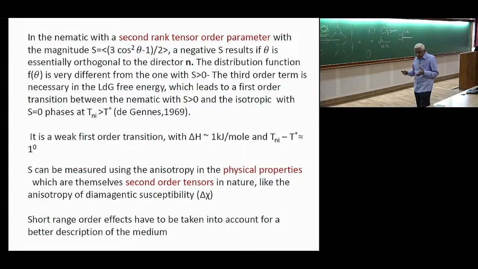Of course, short range order effects have to be taken into account in any molecular theory to get a better model. And I won't go into that. So like in magnetism, you take first nearest neighbors and then define a local short range order and then say the whole group is subject to the mean field and so on and so forth. So one can develop that kind of models in the molecular theories.